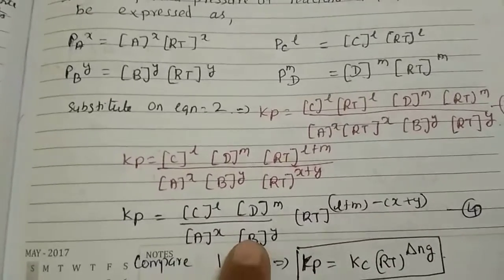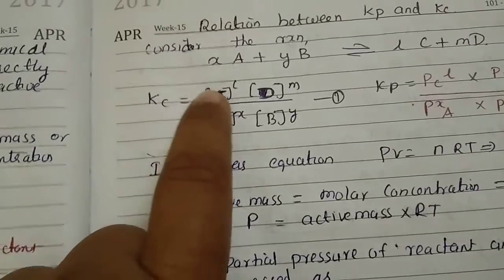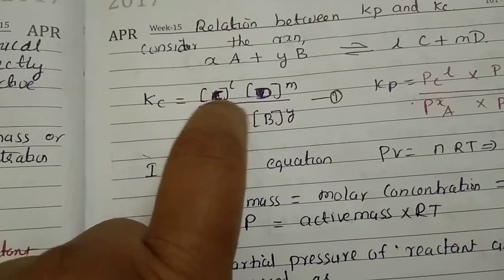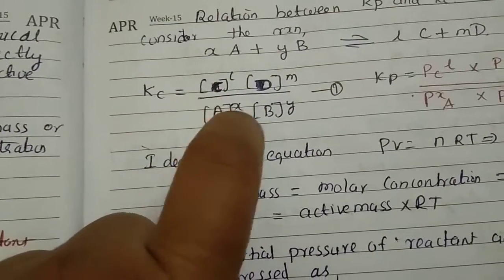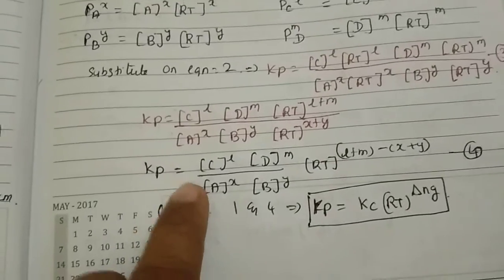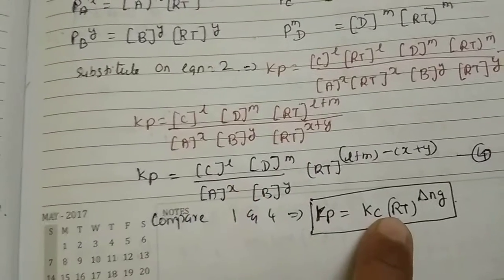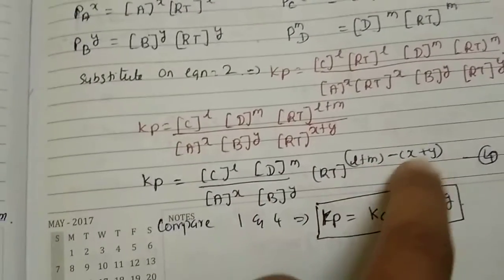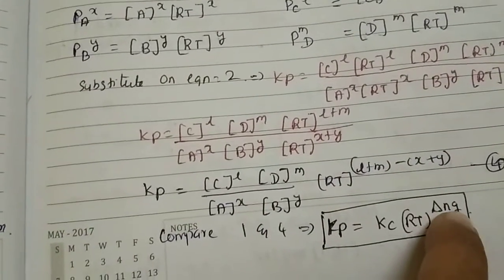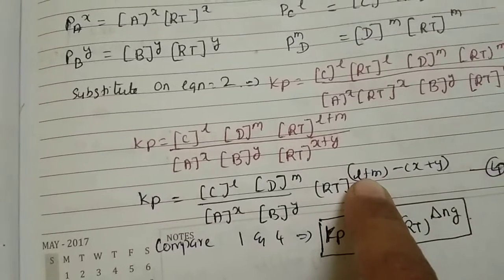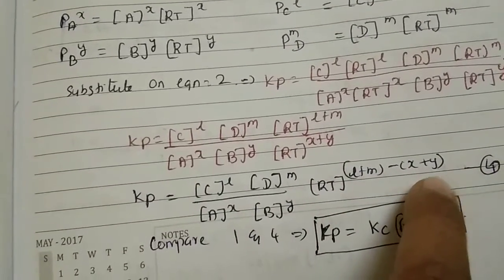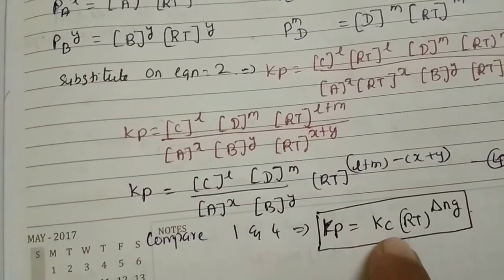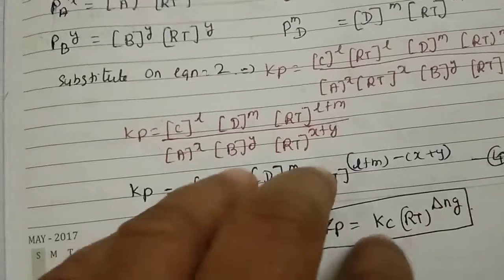So compare the fourth equation and the first equation. So Kc equals active mass of product divided by reactant. So for Kp, instead of this you have to put Kc, then RT power delta Ng. Delta Ng means number of moles of product minus number of moles of reactant. So Kp equals Kc (RT)^delta Ng.